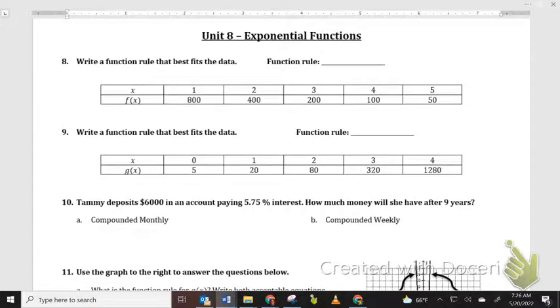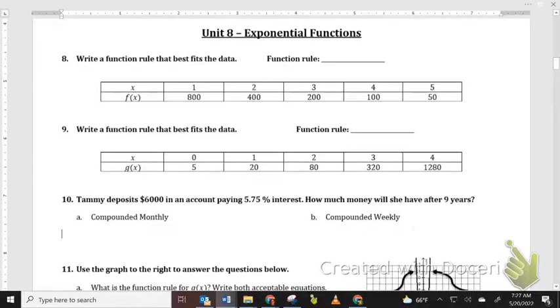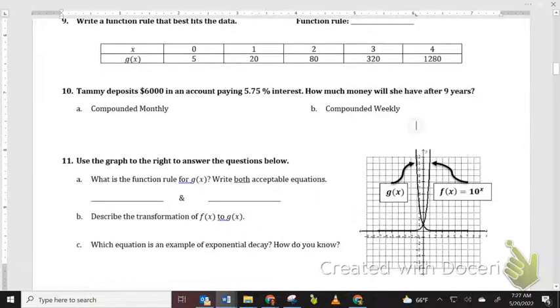Writing rules that fit the data. If it's just from a table like this, that's more something that I would think of as a multiple choice question. Down here, you would need to write a rule, but this is the kind of thing that I would expect to show up more on the paper portion, where I would need to see your work.